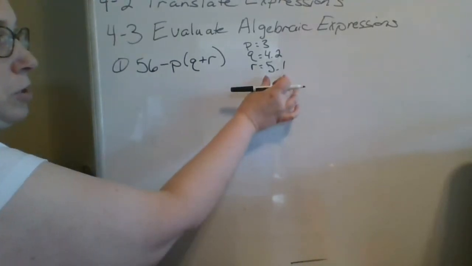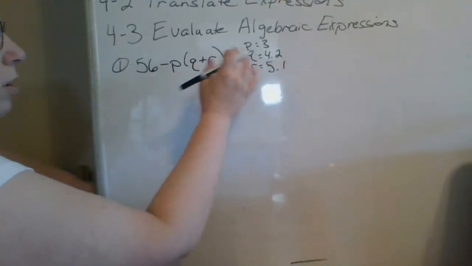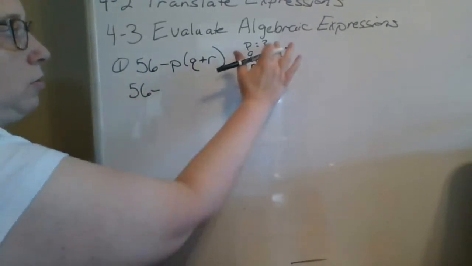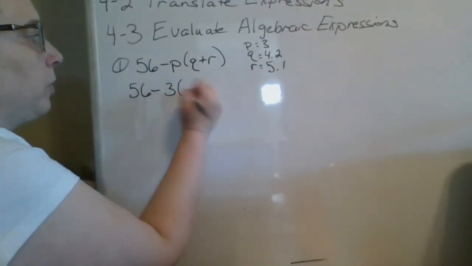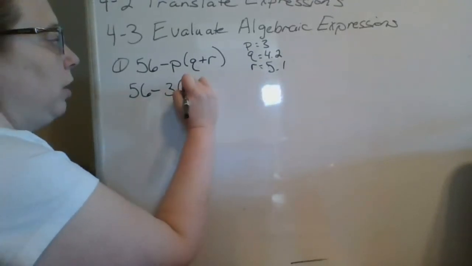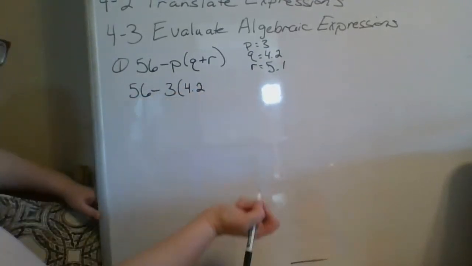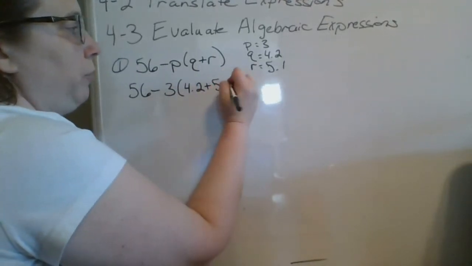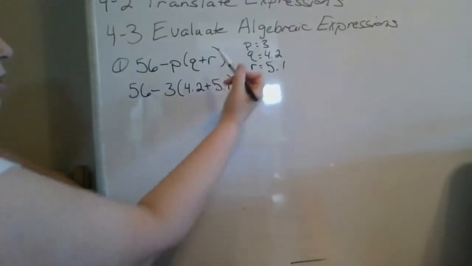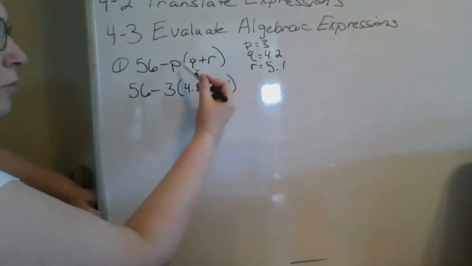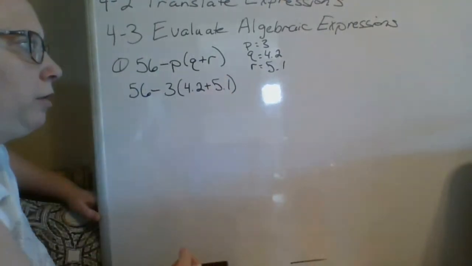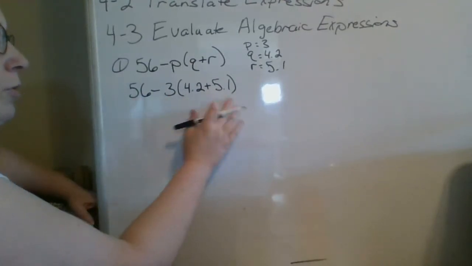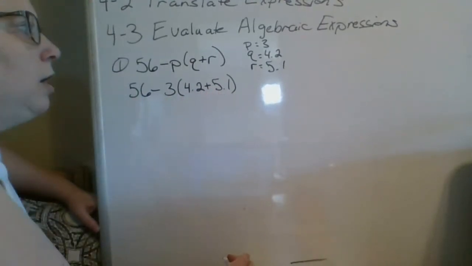And now we can substitute in for our variables. Anywhere we see a P, we're going to change that to 3. Anywhere we see a Q, we are changing it to 4 and 2/10. And anywhere we see an R, we're going to put 5 and 1/10. So you notice everything else remains the same. Everything other than the variables is going to still be there. We still have 56 minus, we still have the parentheses, we still have this addition sign.